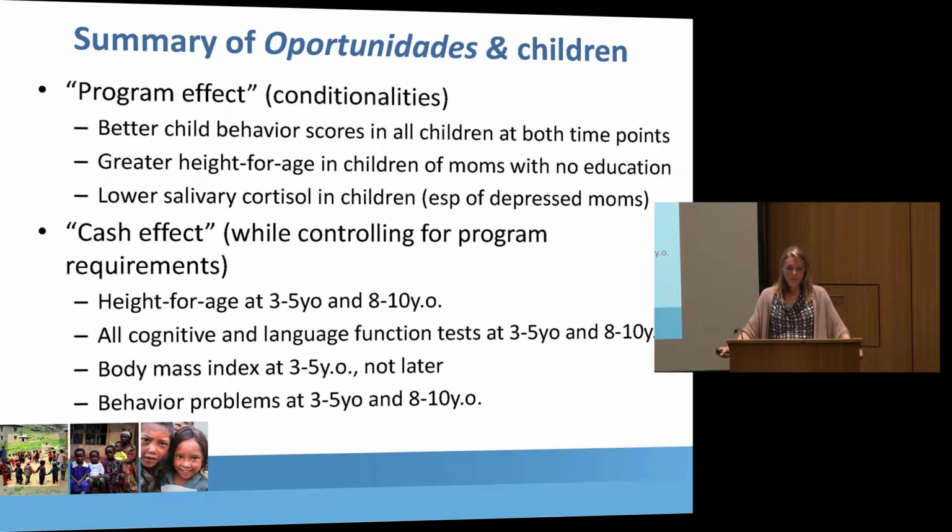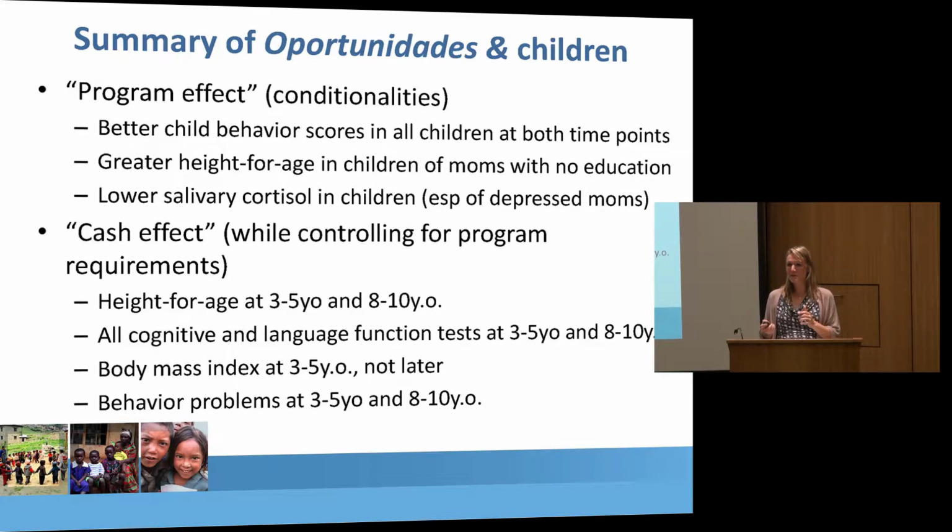And we also saw that when separating out the pathways, we saw a cash effect that was significant for height for age, all cognitive and language function tests. We did also show that it was beneficial for body mass index in terms of protective factor, and reducing behavior problems at 3 to 5 years old and 8 to 10 years old. So this is great news, right?